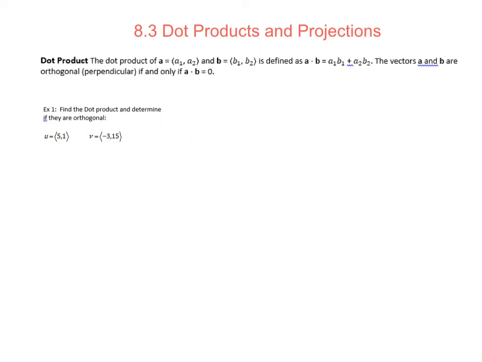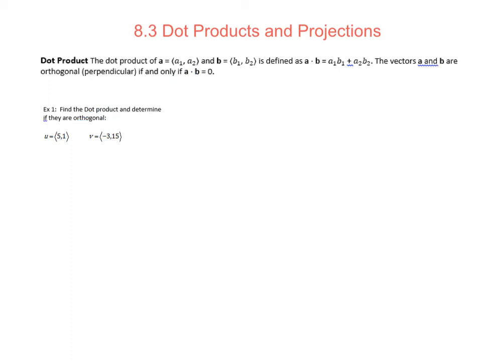The dot product of A and B, where A is (A1, A2) and B is (B1, B2), is defined as A1 B1, which is the multiplication of the two x coordinates, plus A2 B2, the multiplication of the two y coordinates. So vectors A and B are orthogonal if their dot product is 0.